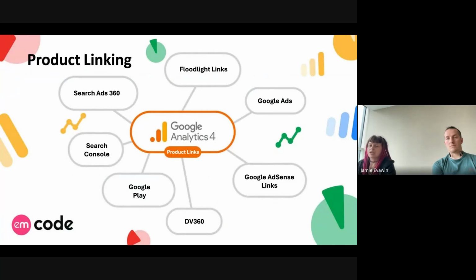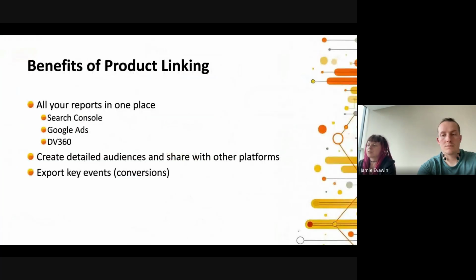You can also link a lot of different Google products to Google Analytics to get a bit of extra data within the platform. Different products that you can link include Search Console, DV360, Google Ads, and Google Play, and it gives you a place to keep all of your data, and you can access all of it within the same place, and you can use data from one platform alongside another platform.